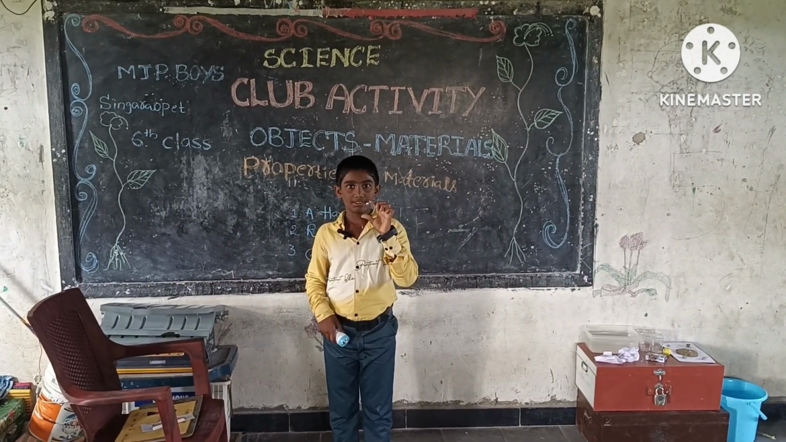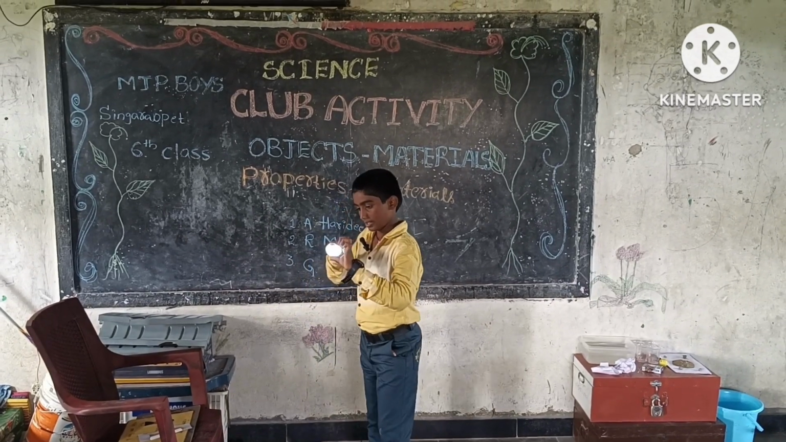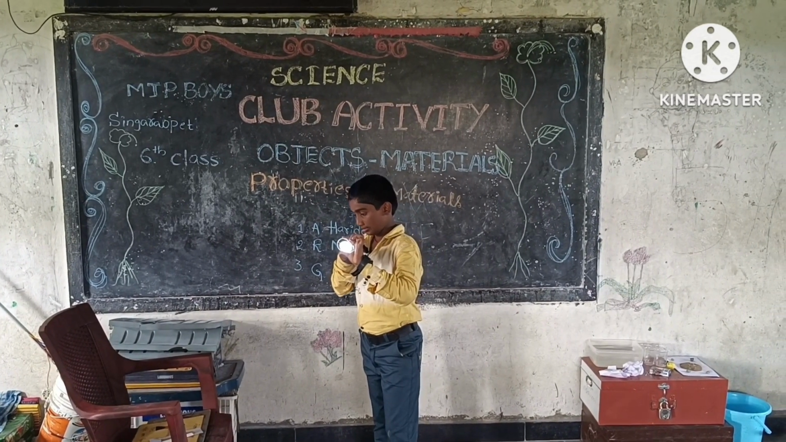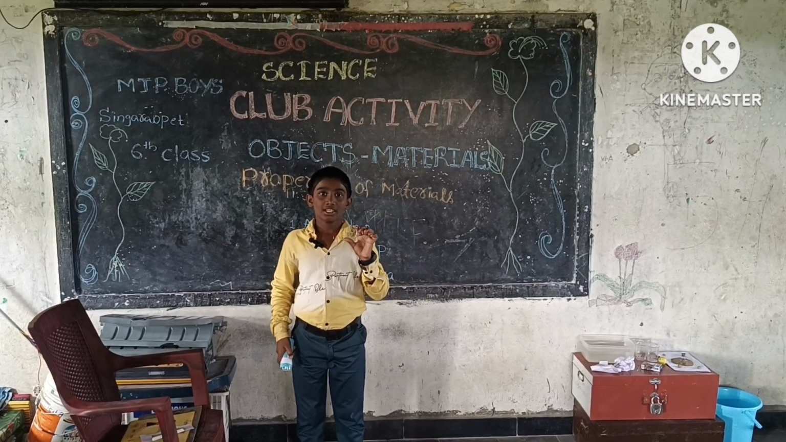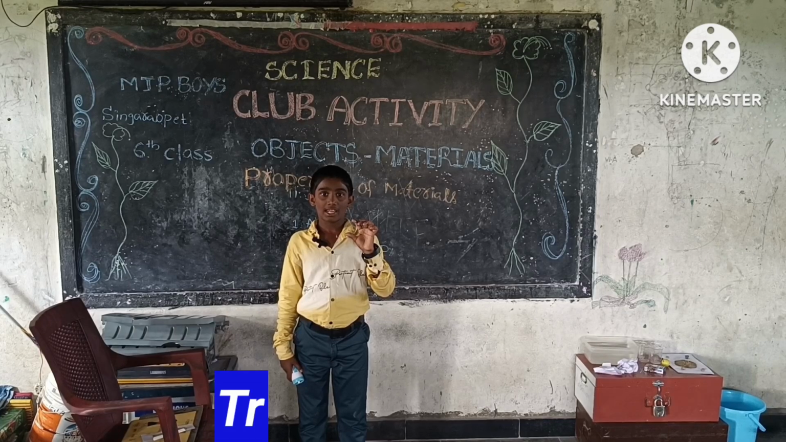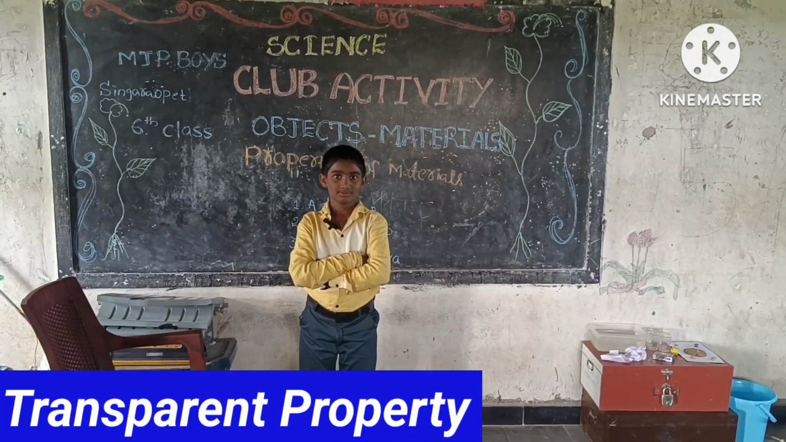This material name is glass. Light passes through this material. That's why we can see through this material. So this material has transparent property.